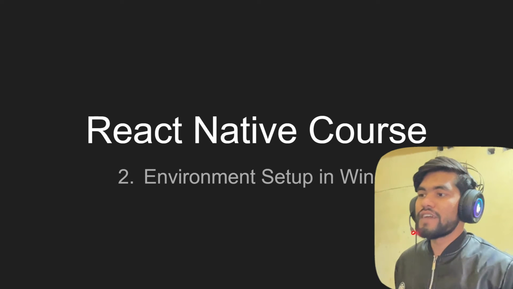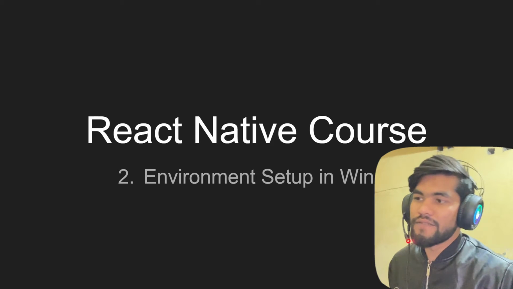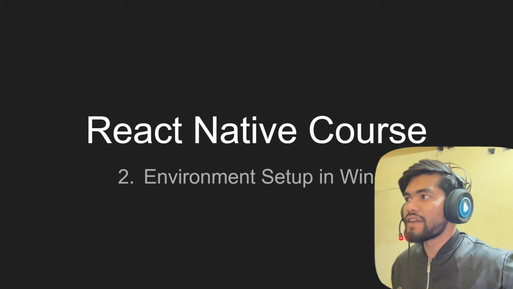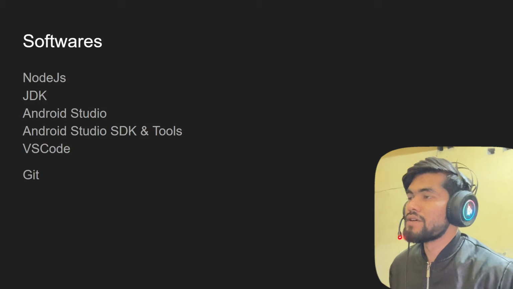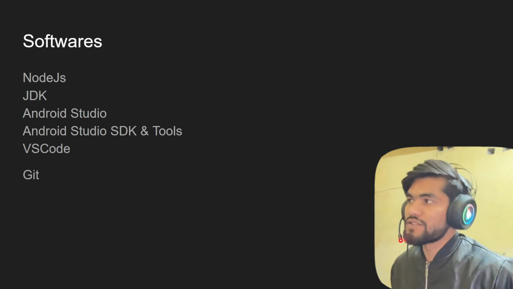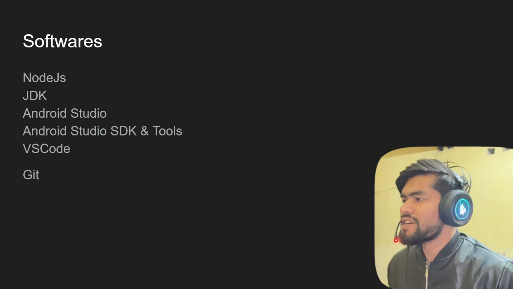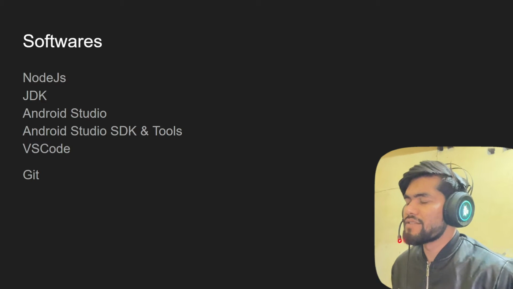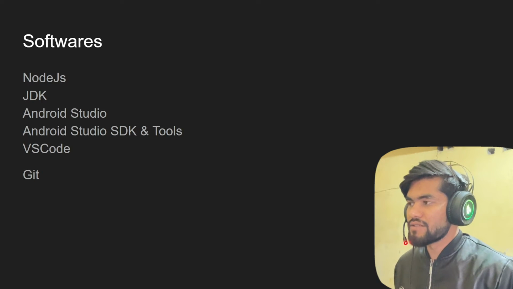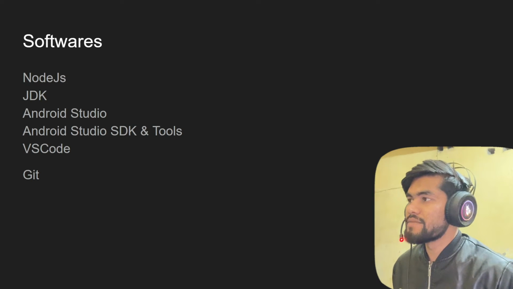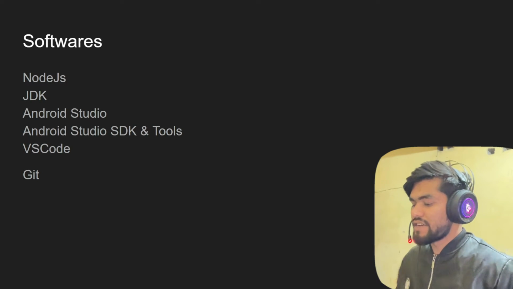In this video, we are going to do the environment setup of React Native in Windows. So, what are the softwares we have to download to run the React Native project? First, we have to download Node.js, JDK, Android Studio, and SDK tools. And for the code editor, we are going to use VS Code, and Git for the version control and the code management. Okay, so to install the React Native softwares, we are going to follow the React Native docs.